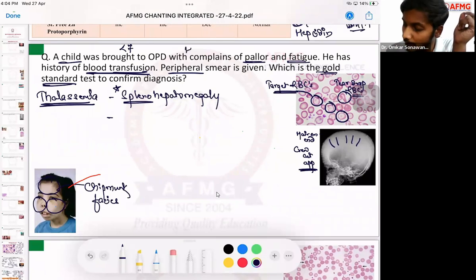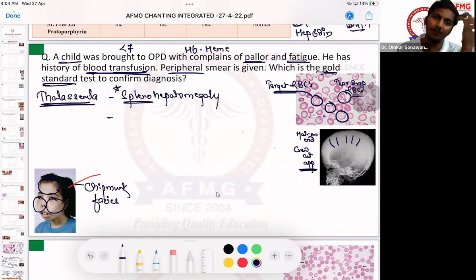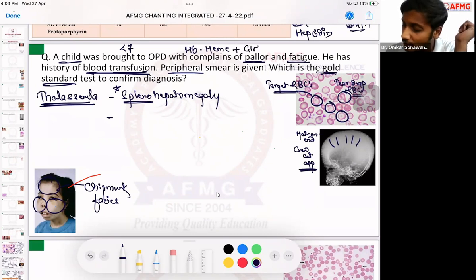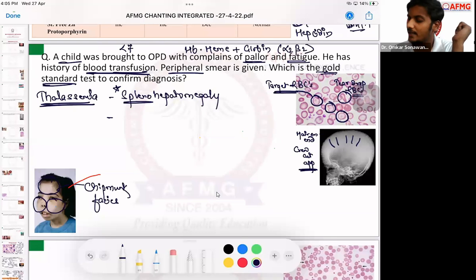Hemoglobin is usually made up of heme, and heme in turn is made up of iron plus protoporphyrin, whereas we have 2 globin chains in the patient, total 4 globin chains in the hemoglobin, right? And in adult hemoglobin, these 4 chains are alpha 2, beta 2.